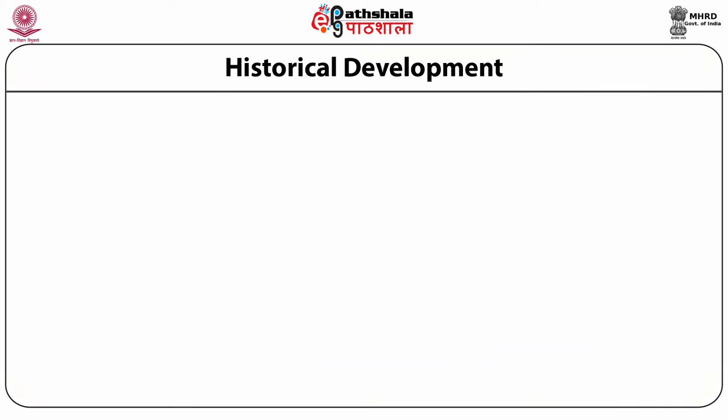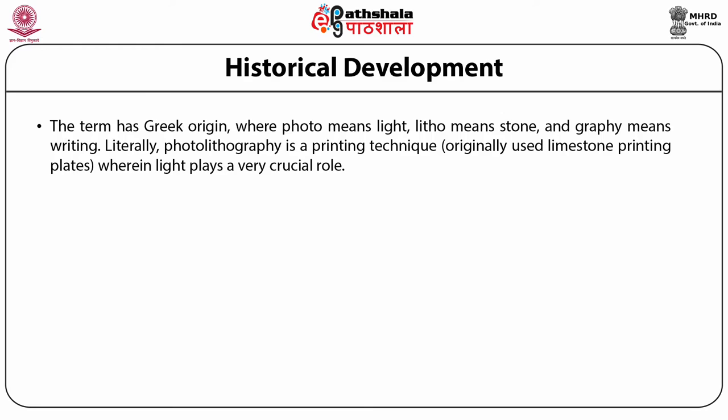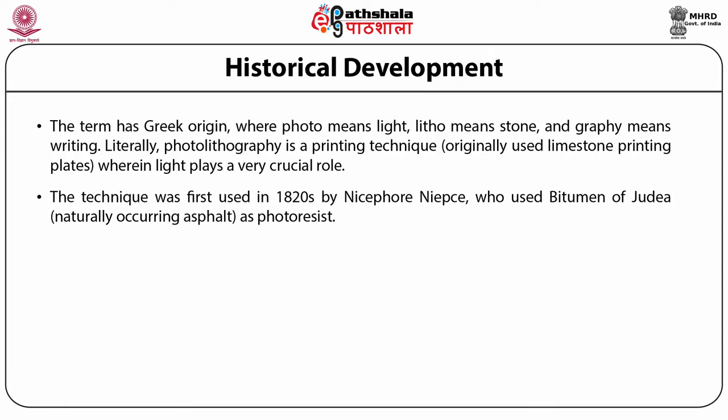Now let us see the historical development of photolithography. The term has Greek origin, where photo means light, litho means stone, and graphy means writing. Literally, photolithography is a printing technique originally using limestone printing plates, wherein light plays a very crucial role. The technique was first used in the 1820s by Niépce, who used bitumen of Judea, naturally occurring asphalt, as photoresist.